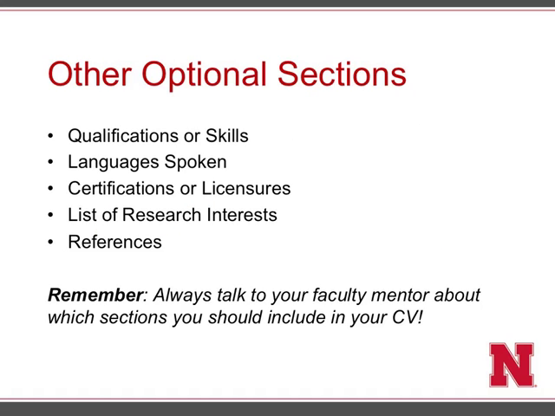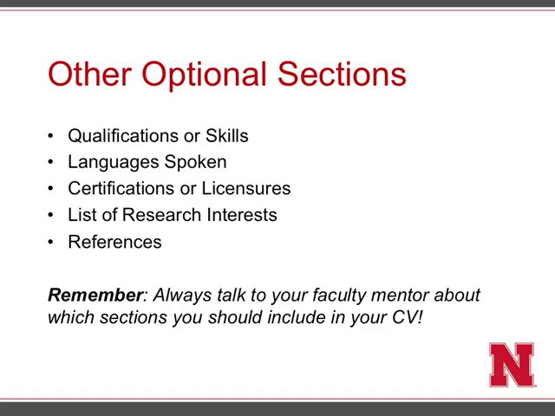Other optional sections. In addition to the 9 sections that we just talked about, there are several other sections that might appear on your CV depending upon your field of study. First, it is common in some fields to provide a brief listing of your relevant qualifications or skills. For instance, familiarity with different statistical packages or software programs. For some of you, this might require listing different languages you speak or your fluency level.